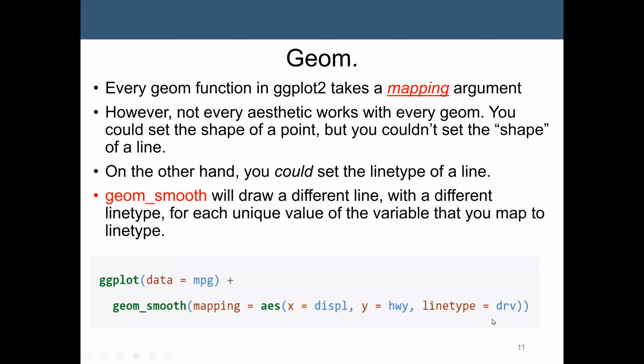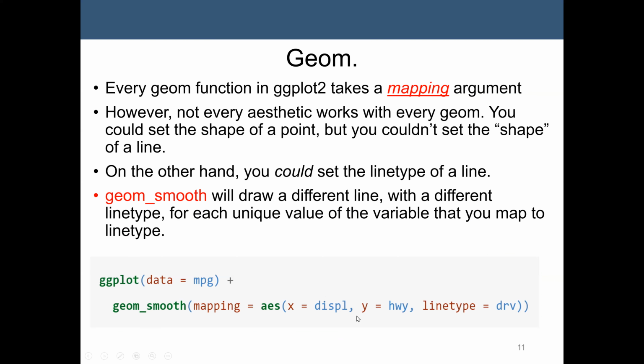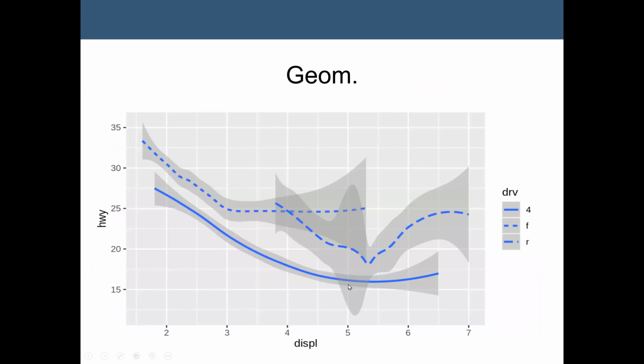And here we can specify the type. So here we say geom_smooth, the line type should equal our drv, y is our hwy, x is displ. So you can see that we get three different types. This is our smooth. As we can see, we have the displ and the line type. And we have the smooth, and also the dots, etc.